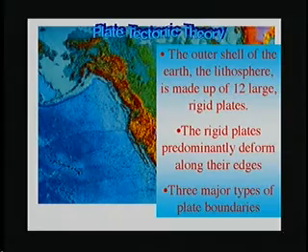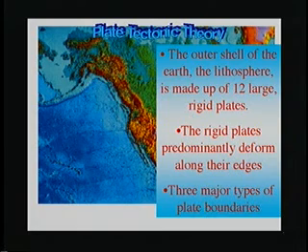Let's step back and talk a little bit about plate tectonic theory. What is the theory? The theory is that the outer shell of the Earth is rigid or strong, and it's made up of 12 large plates. These plates predominantly deform on their edges. These boundaries between plates come in three dominant styles.